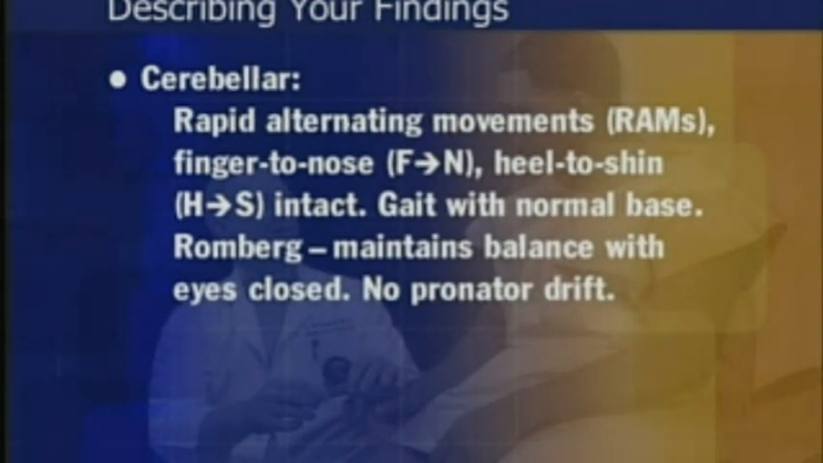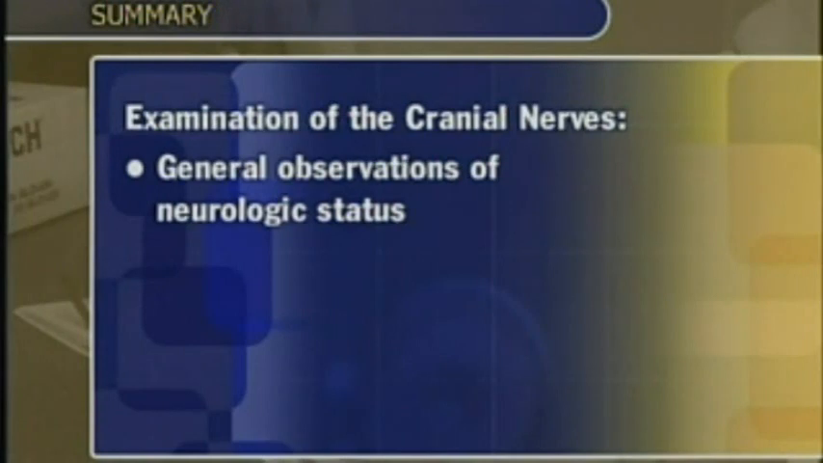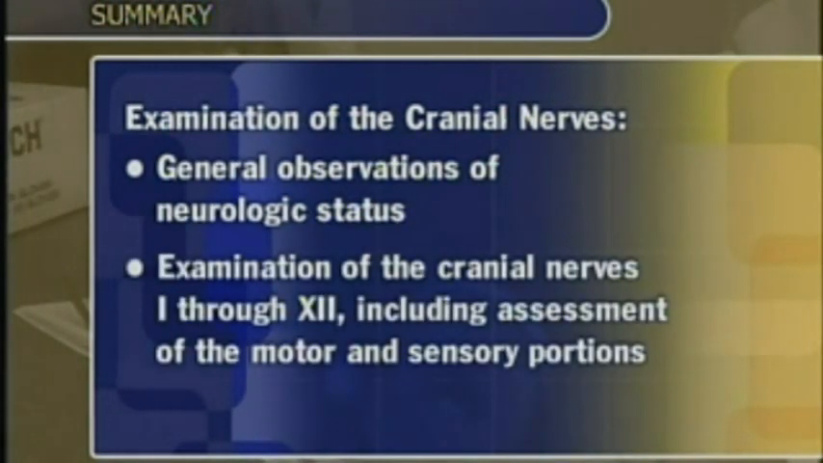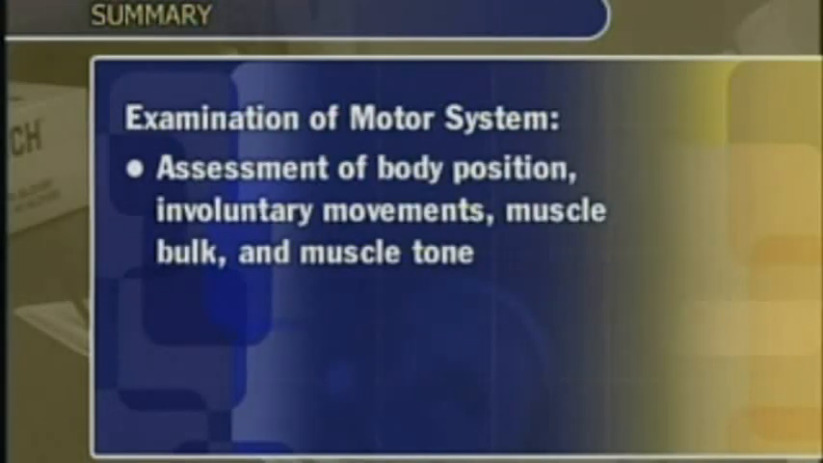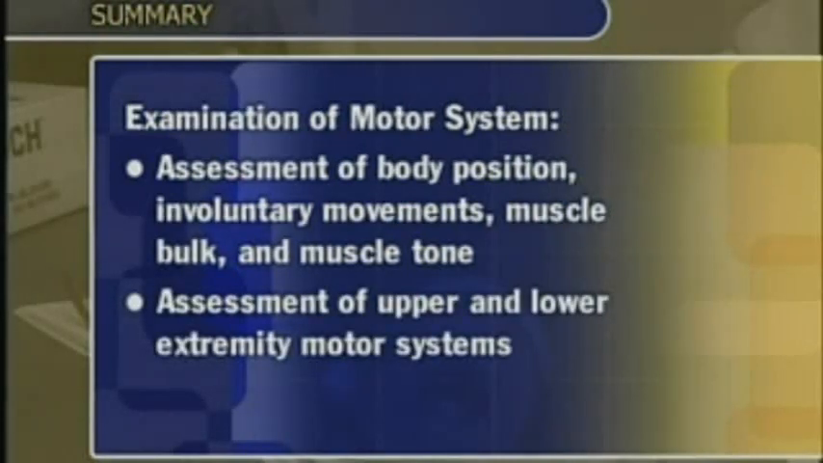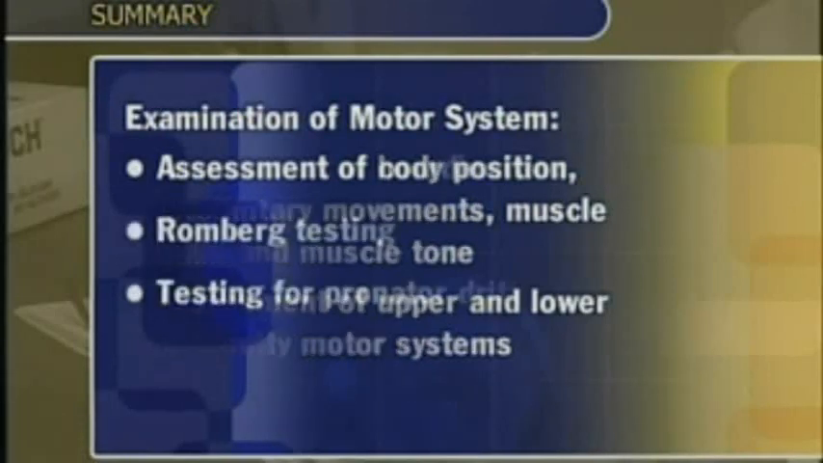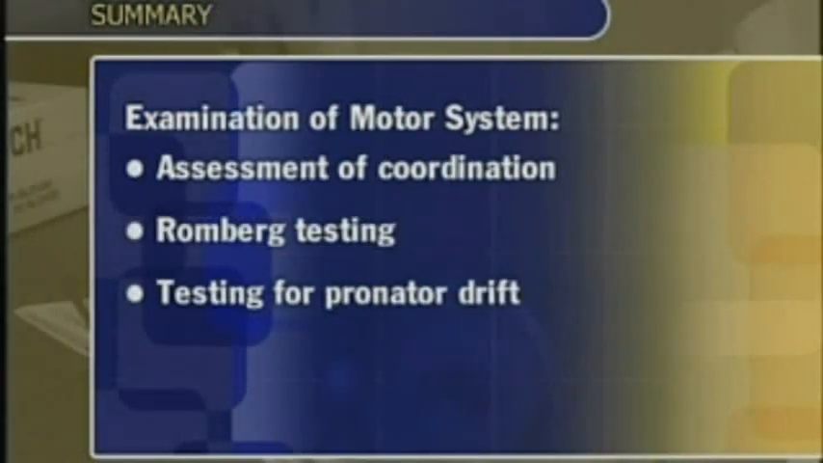No pronator drift. To summarize, the examination of the cranial nerves includes general observations of neurologic status, an examination of the cranial nerves 1 through 12, including assessment of the motor and sensory portions. The examination of the motor system includes assessment of body position, involuntary movements, muscle bulk, and muscle tone. Assessment of upper and lower extremity motor systems. Assessment of coordination. Romberg testing and testing for pronator drift.